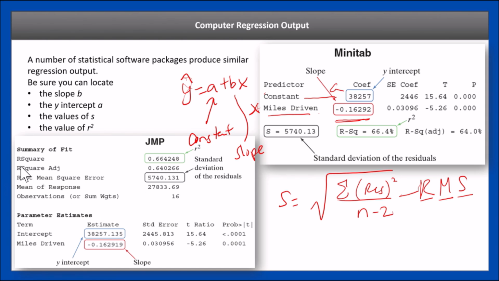Obviously, R squared is your R squared value. Then you have your intercept, that's your a, and miles driven, that's going to be your b. So just know how to interpret the various computer outputs.